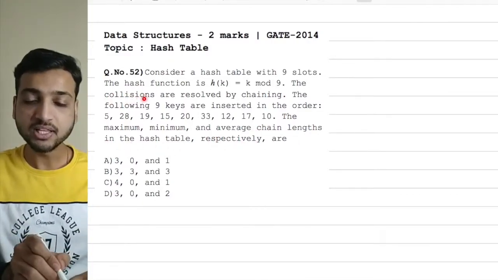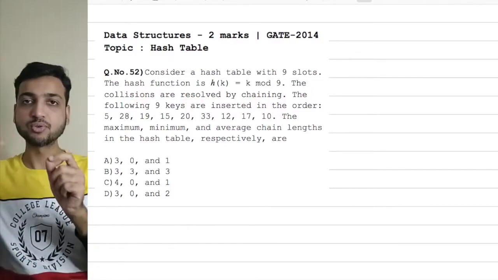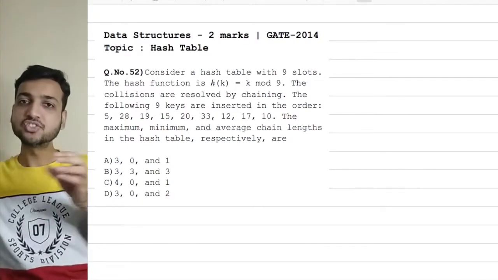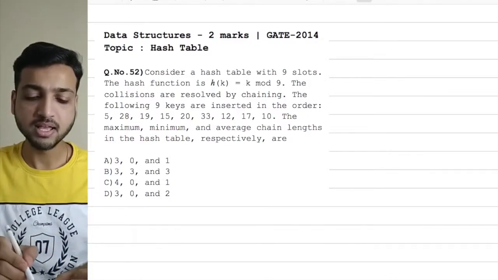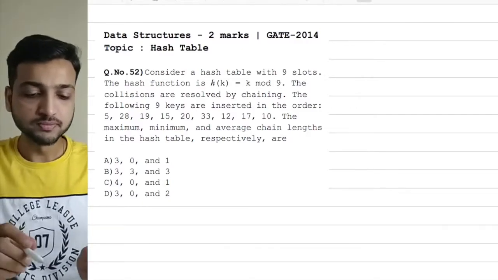So basically whenever there will be collision in our hash table, we are going to resolve that collision by chaining. We are going to add the new element just ahead of the existing element. So when these chains will be formed, the question asks what will be the maximum, minimum and the average chain lengths in the hash table. So let's try to solve the question.